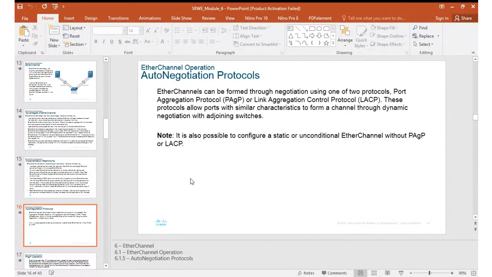We also call them auto-negotiation protocols. These protocols will do those negotiation processes automatically. They allow the switches, or the ports and interfaces of the switches, to auto-negotiate some of these factors, so that this process can be done with little effort from the administrator.